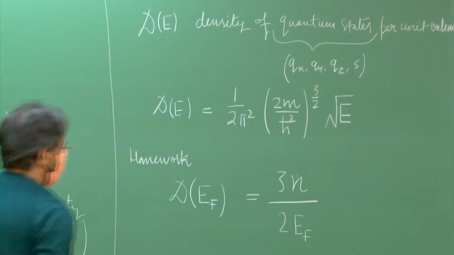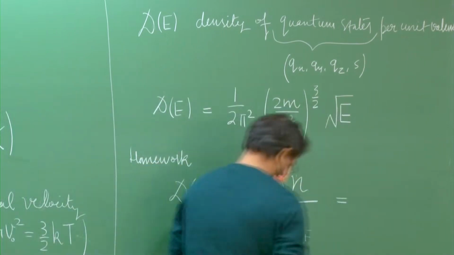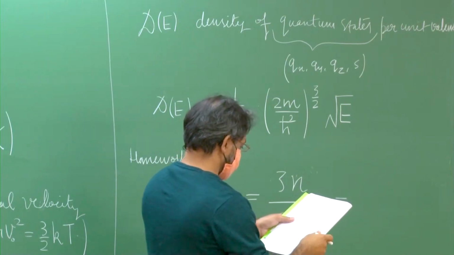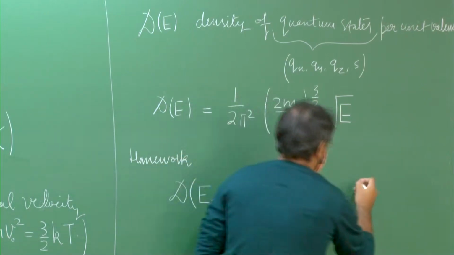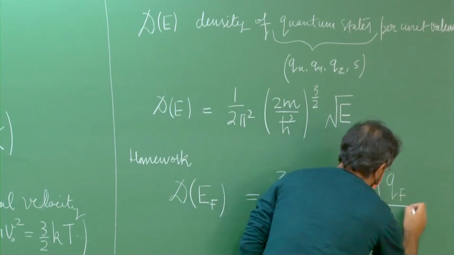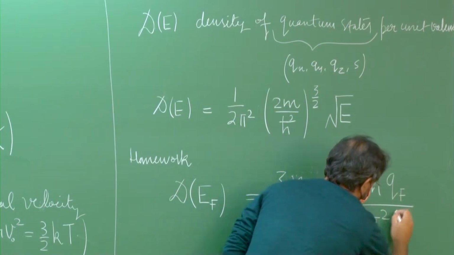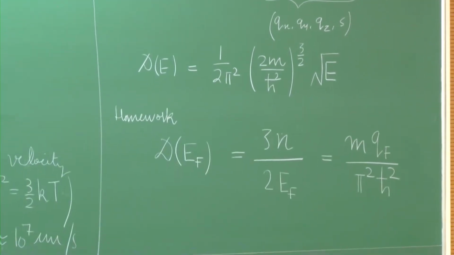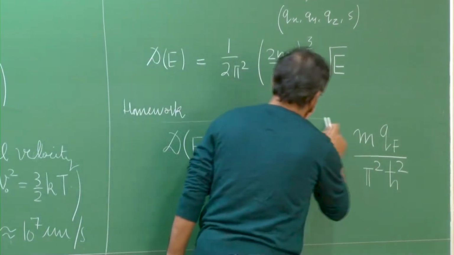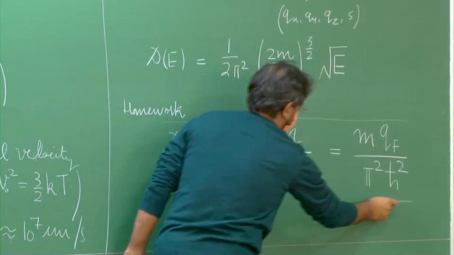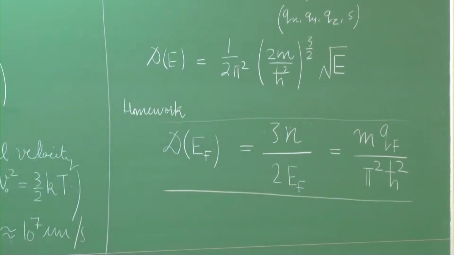Okay. And you can also write it in terms of the QF vector, and then it will be simply m times QF divided by pi square h bar square. Okay. So this is straightforward, using all the relations that I have listed here, you can derive this relation. Okay, and this is a homework problem for you to do.